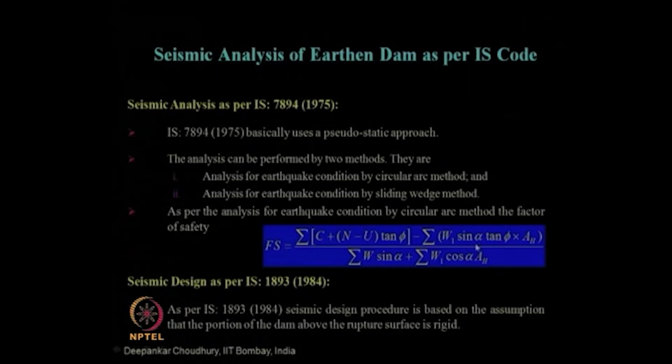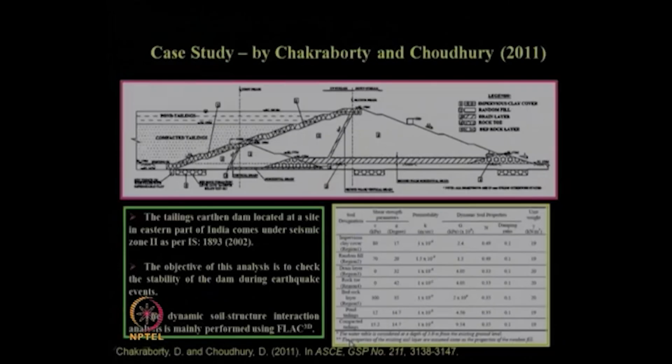So, this is the factor of safety for circular arc method using the pseudostatic approach, and as far as IS 1893 of 1984 is concerned, based on the assumption of the portion of the dam and rupture surface, the analysis needs to be carried out as outlined over here. Then we discussed thoroughly in our previous lecture about a case study.